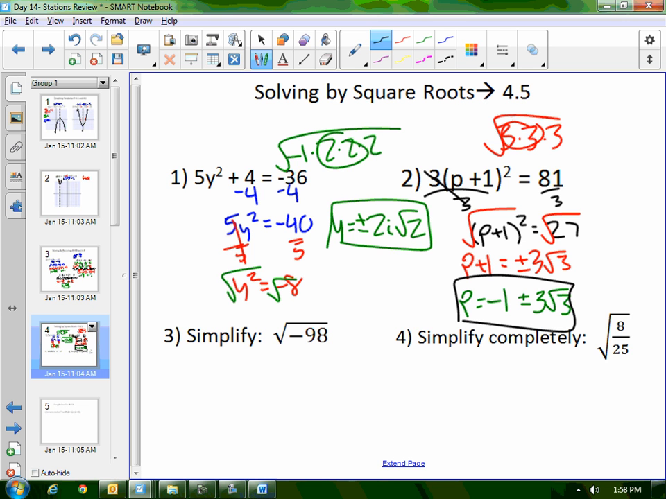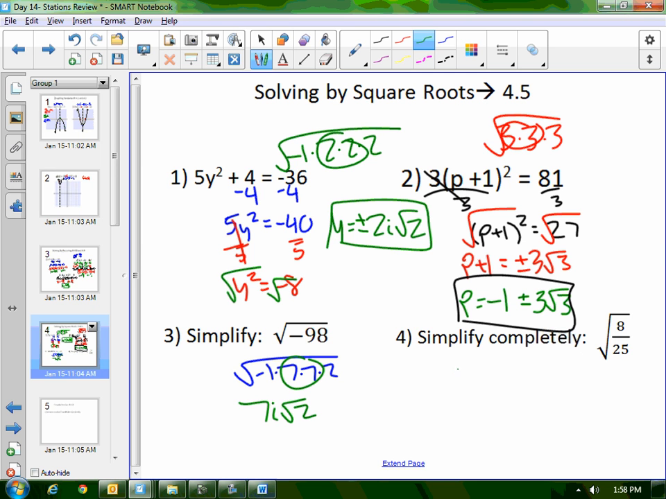I want exact answers. To simplify the square root of negative 98, you could break this down. That's 49 times 2, and that's 7 times 7 times 2. So there's a 49 in there. I'm going to bring that guy out. That's 7. The square root of negative 1 is i, radical 2.